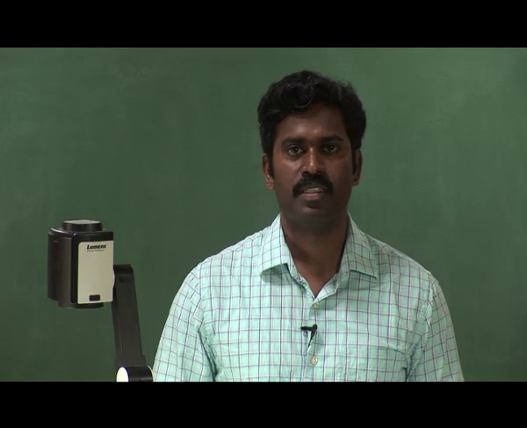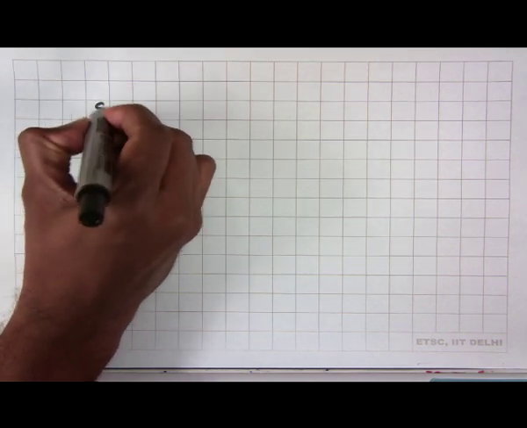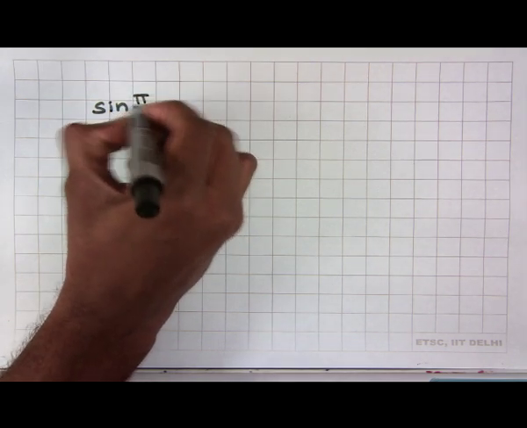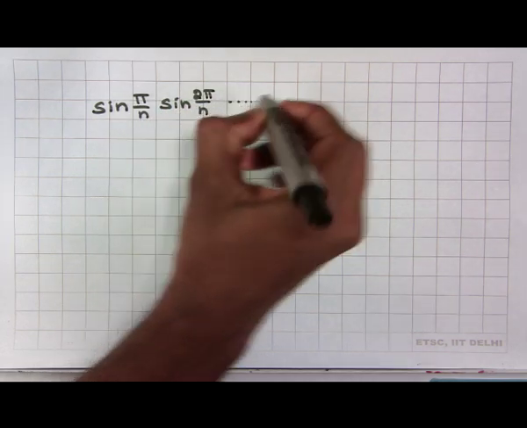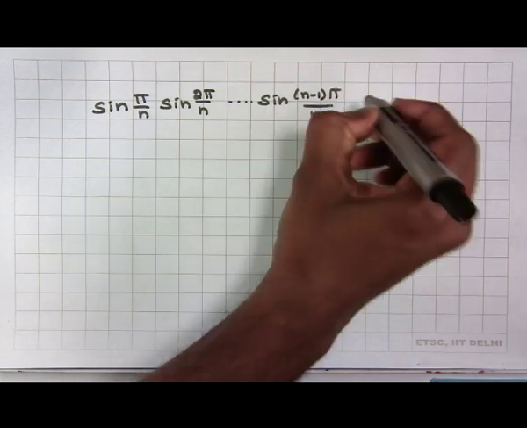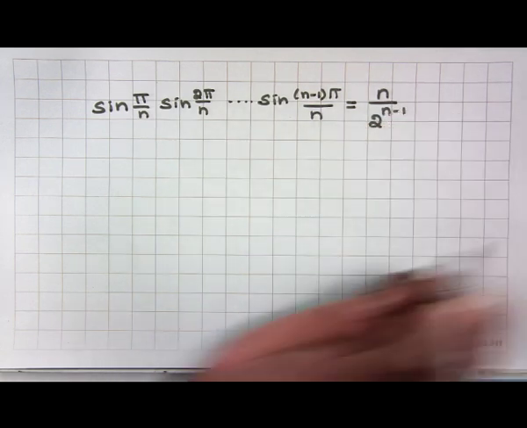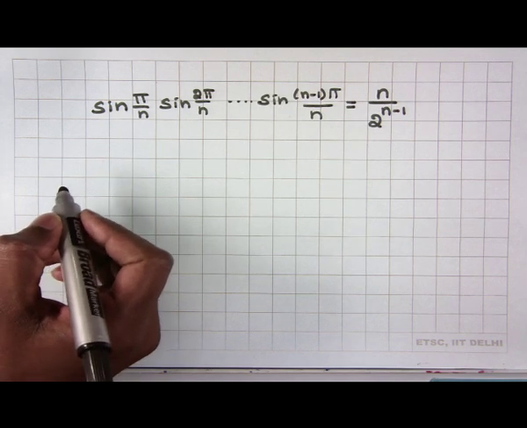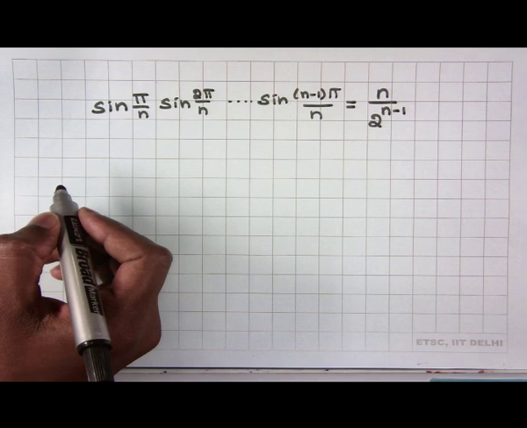In the last lecture we discussed the nth roots of unity, and based on that we proved several identities. Let us continue this discussion. We proved one of the identities, which is sin pi by n, sin 2 pi by n, up to sin (n minus 1) pi by n, whose value is n by 2 to the power n minus 1. Let us see how this helps us solve certain problems.